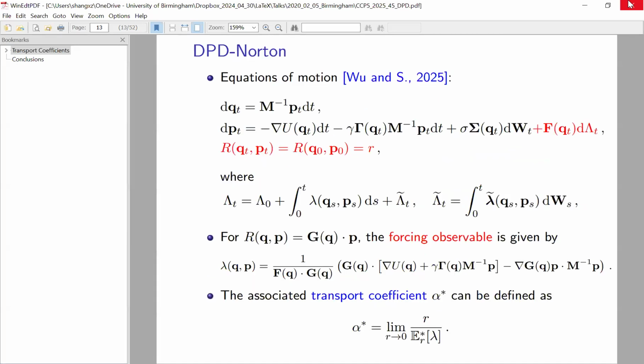Then for the Norton approach, as I mentioned, we don't fix the force, but instead we fix the flux, which is R here. So in the NEMD, we measure R, but here we fix R all the time and try to measure how much forcing we need to induce this flux. I'm not going to talk about the technical details here, but just to mention, for this particular choice of response observable, we can write down the forcing observable lambda as follows. Then we can estimate the transport coefficients using this formula here. As you can see, in this case we fix the flux, but measure how much force we need to induce the flux. So it works completely the opposite.